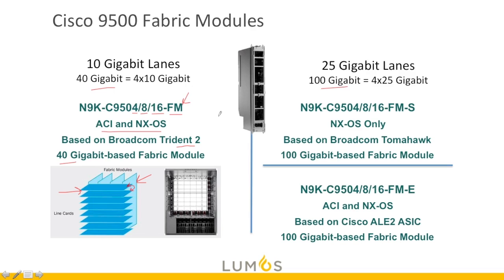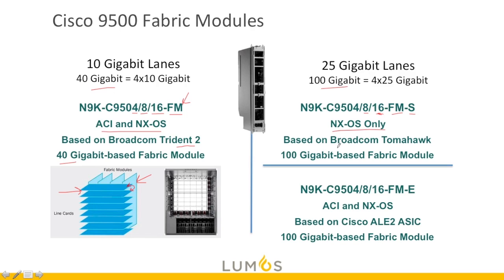In the move to 25 gig Ethernet, we have two different line card options. We have the 9504, 9508, 9516, although I'm not sure the 16 one is out yet, at least in August of 2016 when this course was updated. Fabric module -S. This is NXOS only, so we're not going to talk much more about it.